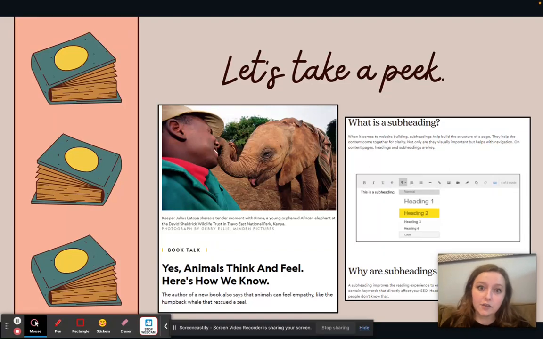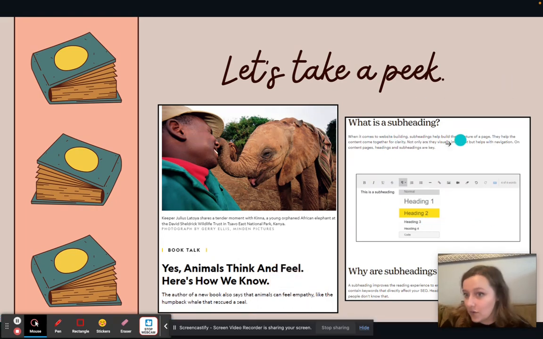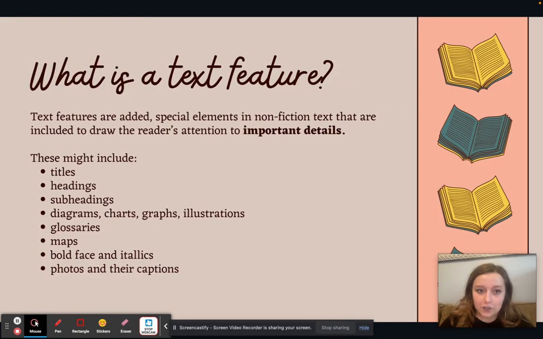Now, text features are the things that authors will add to a nonfiction piece to make it easier to read and to help the reader decode what's happening. So here you have several. You have an image, you have a caption, you have a title, you have another subtitle here. Here you have a subheading, you have body, you have a graphic. There's a lot. These are all things that help make reading easier to do.